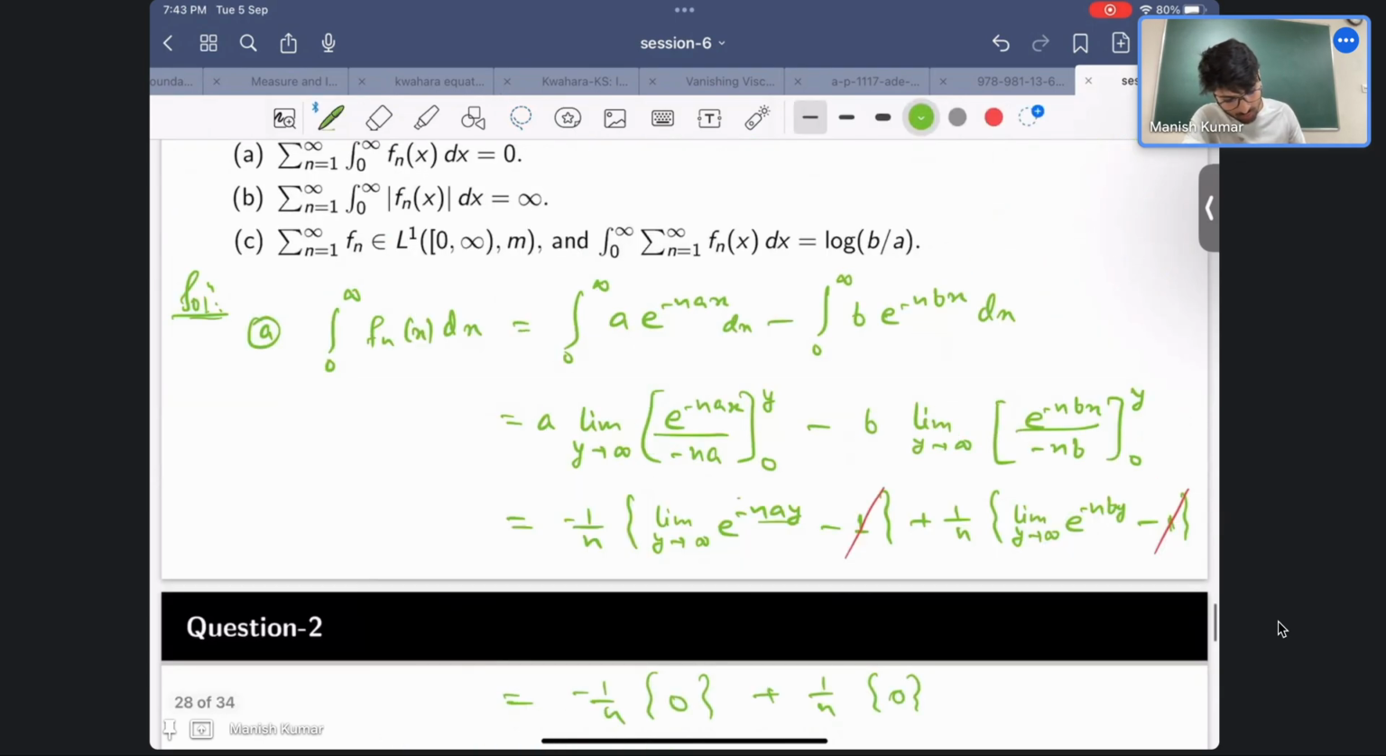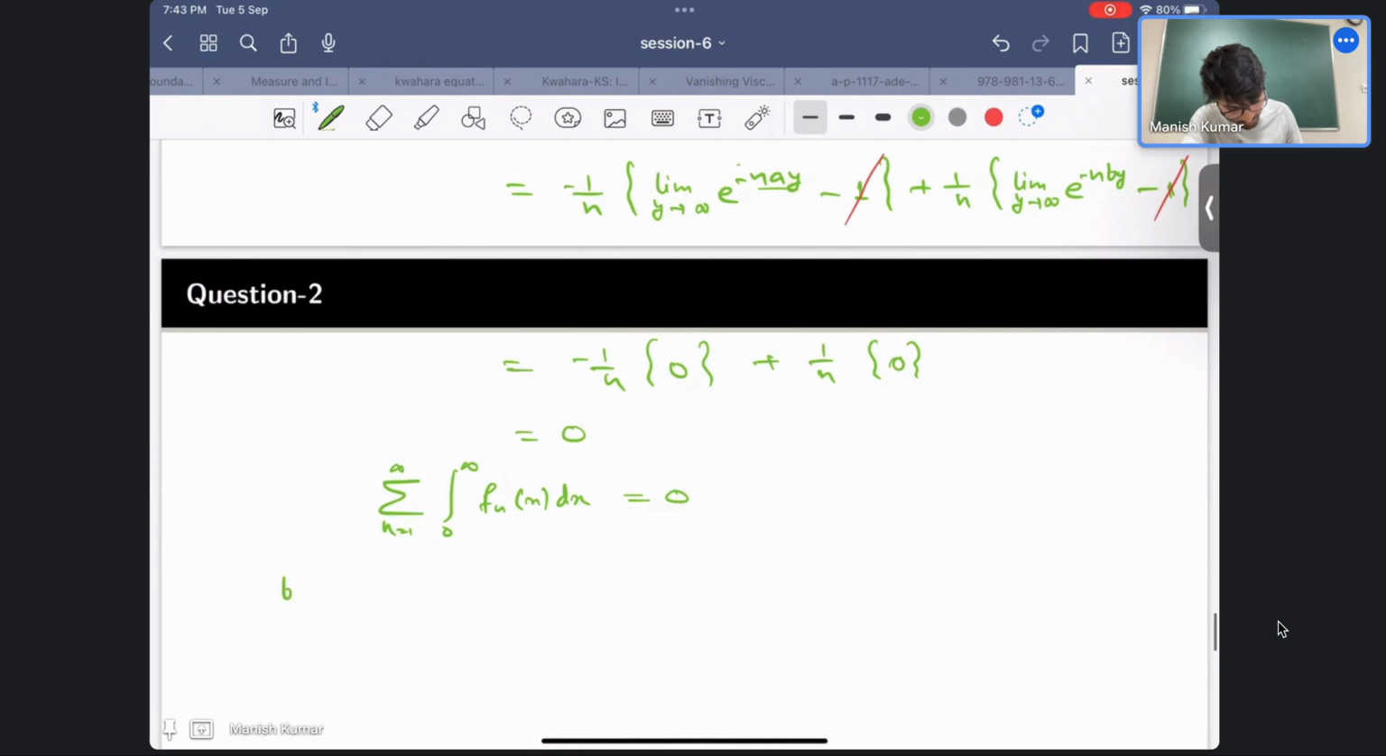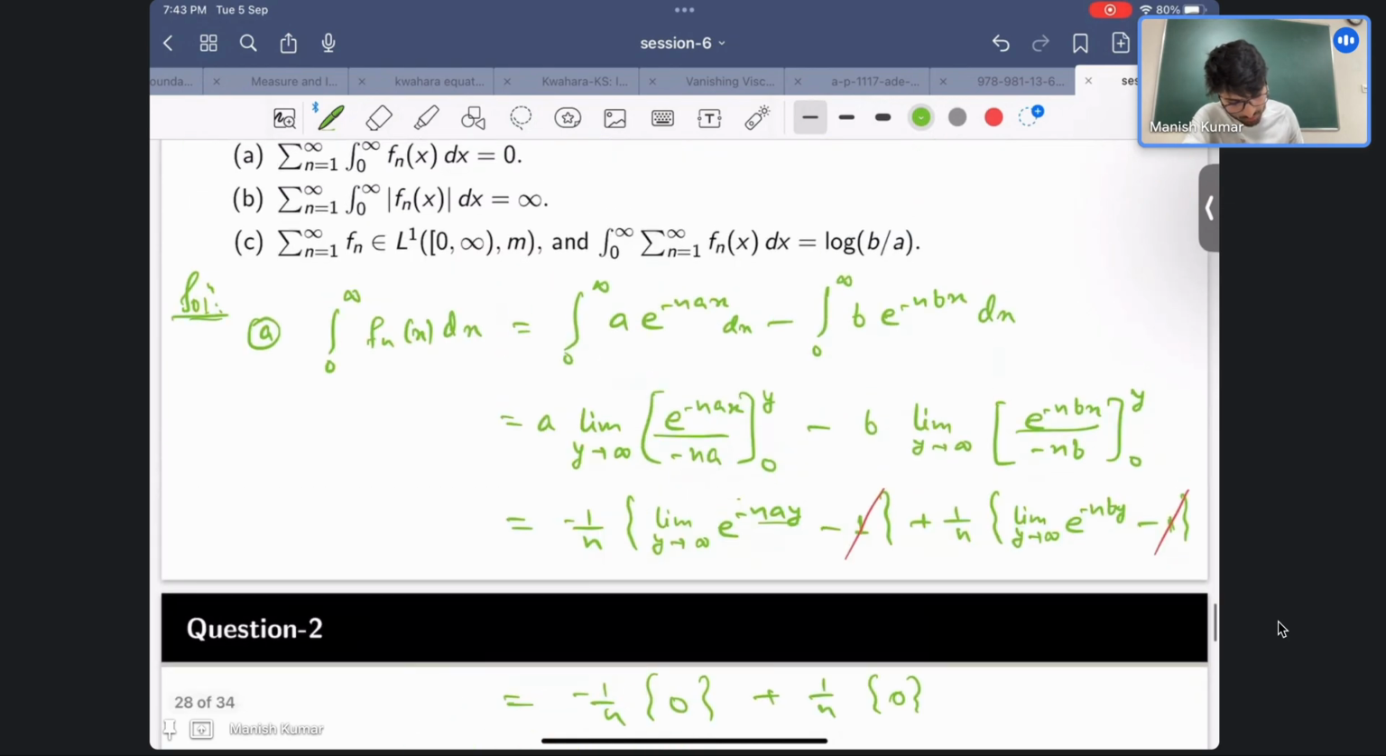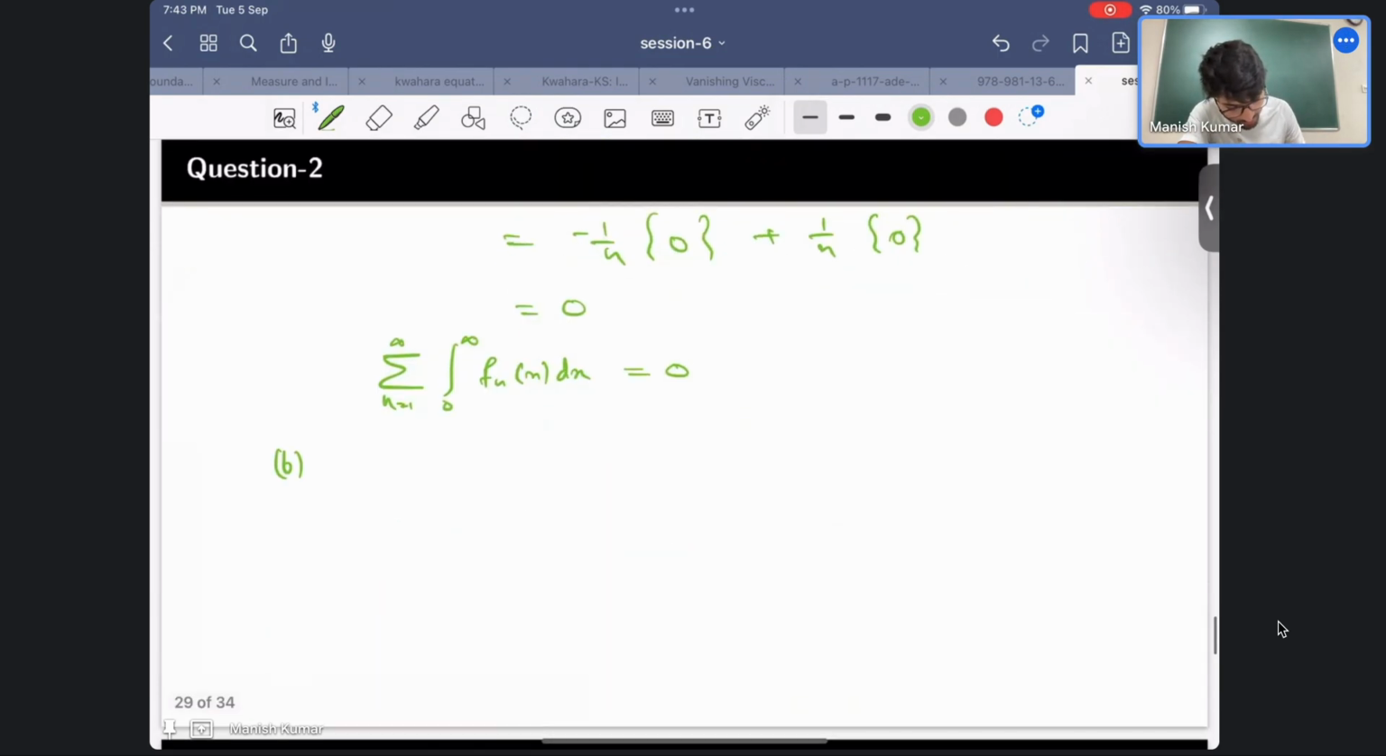So now let's go to the second part. You have to calculate the integration of the mod. Okay, so let's see. The integral from 0 to infinity of mod of fn(x) dx. So what is this fn of x? Let us see what the mod will be. It's a e^(-n a x) minus b e^(-n b x).